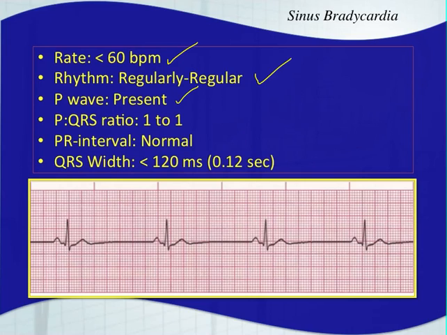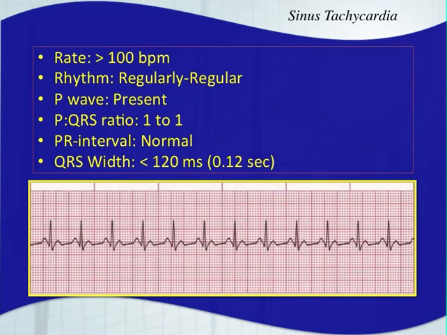The P wave is present. Your P to QRS ratio is 1-to-1. For every QRS complex, you have a P wave, and for every P wave, you have a QRS. Your PR interval is normal. You can see it's shorter than 0.20 seconds. And your QRS width should be normal, which would be less than 3 small boxes, or 0.12 seconds, or 120 milliseconds. Now, just a quick side note on the QRS width: don't concentrate on that alone to determine an arrhythmia. We'll talk about that more later on when we start talking about something called aberrancy.